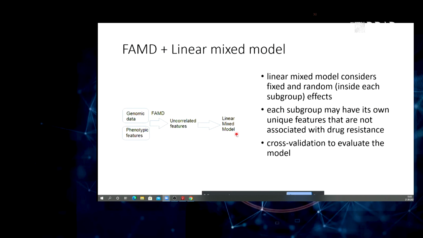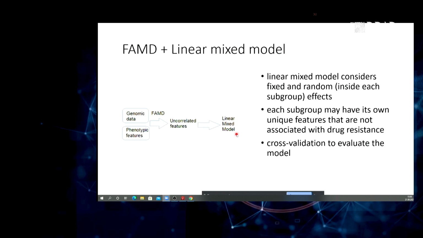Fixed effects are the base regression in the data, and random effects are effects inside each subgroup. Each subgroup may have its own unique features, like a specific treatment regimen in the country or the healthcare system itself. So these are features that are not associated with drug resistance.